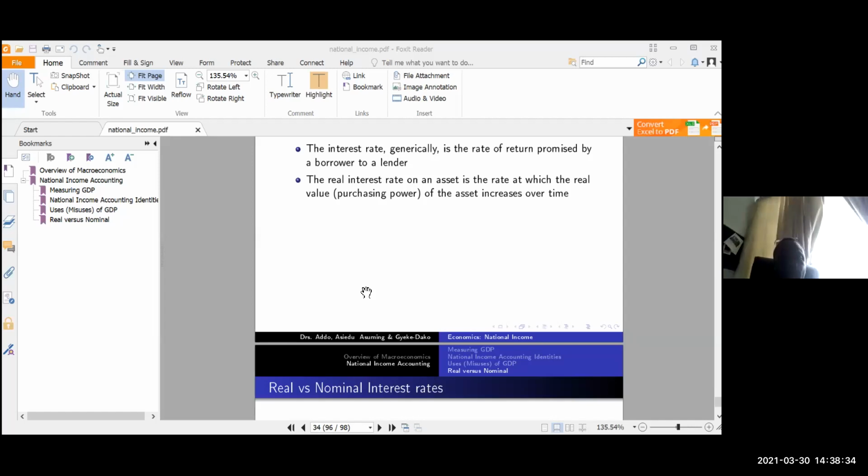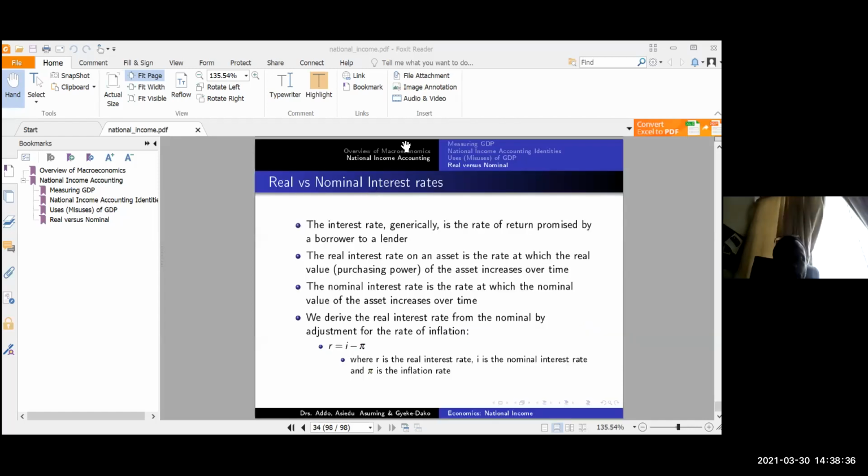Since I don't have time, let me just go through that. We say that we derive the real interest rate from the nominal interest rate by adjusting for the rate of inflation. Let me take this and then explain on the whiteboard.